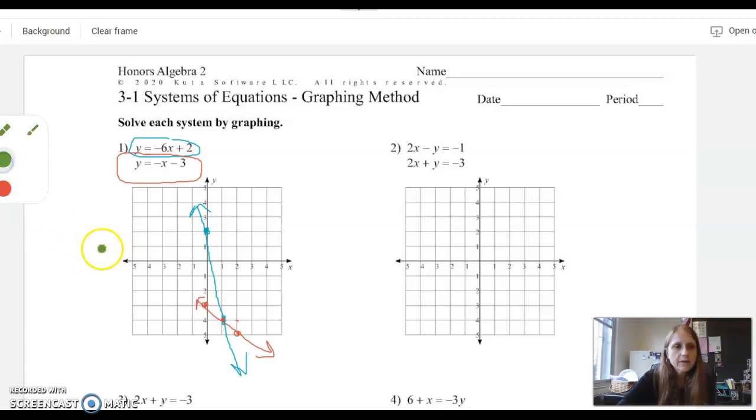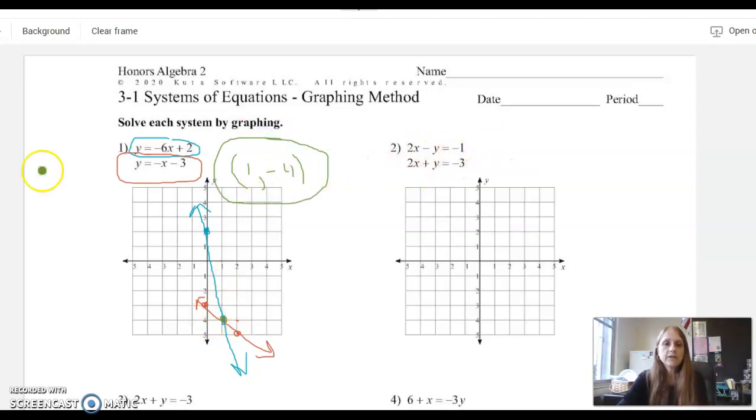So the point that they have in common is right here, and it would be 1, -4. So the answer is 1, -4, because remember x comma y. So I can see that this hits the x-axis at 1 and the y-axis here at -4. So this is 1, -4.